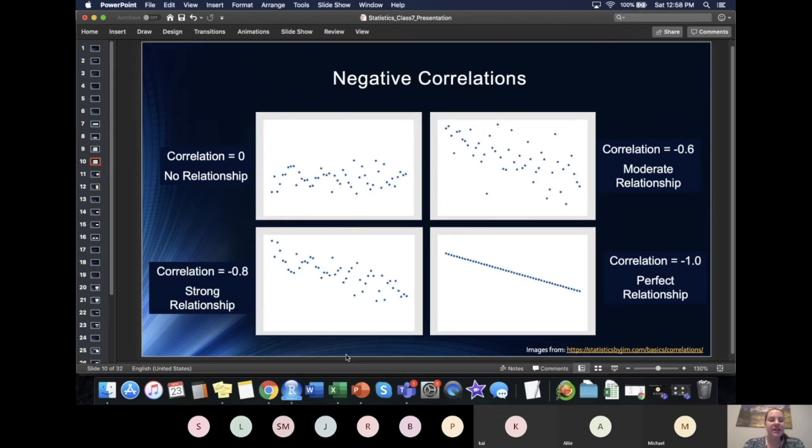So here we're seeing correlation equals -0.8. We're seeing again that this is more tightly packed together. If you drew a line through it, those points would be closer to that line. And so this would be a strong negative relationship. And again, if we're looking at -1, we're seeing those downward points, and then it is in a straight line. So this is a perfect relationship.